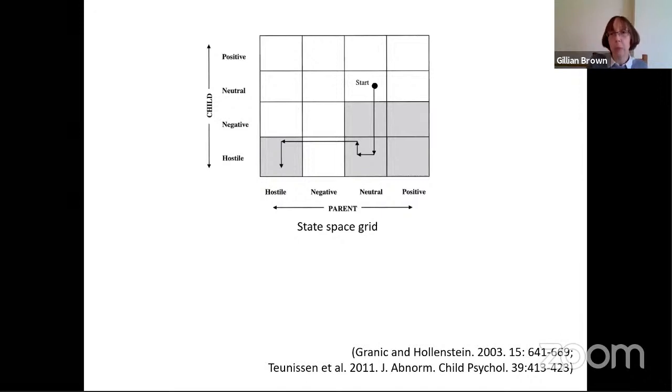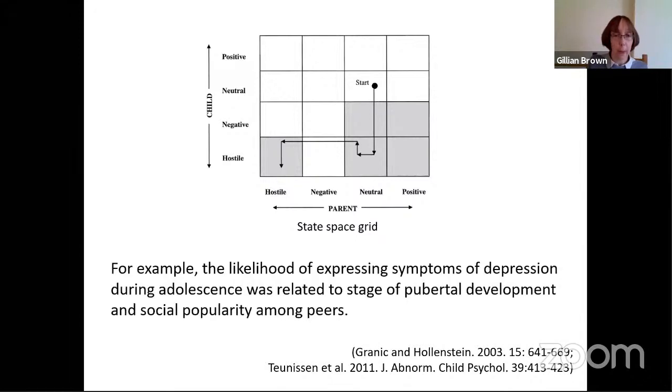We could think about hormones being involved in part of these movements across grid space, social environment, cultural environment as well. And just to point you to one study, researchers have started to use this to think about how hormones during adolescence might link with development of behavior or behavioral outcomes. And this Tunison et al. 2011 paper uses this type of approach to look at the likelihood of expressing symptoms of depression during adolescence.